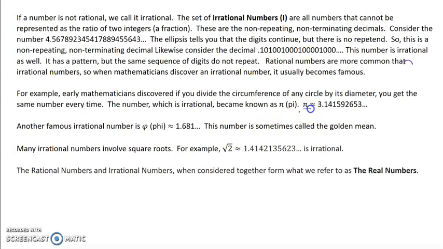So when mathematicians discover an irrational number, it usually becomes famous. So numbers like pi and phi are all irrational numbers. And also the square root of 2 is an irrational number. Square roots, most of the time, not any time, but often when you have a square root that's not a perfect square, then you will end up with something that's irrational. And when we consider the rational numbers and irrational numbers together, we have what we call the real numbers, or the real number system. Alright, so we'll talk about divisibility in the next video.